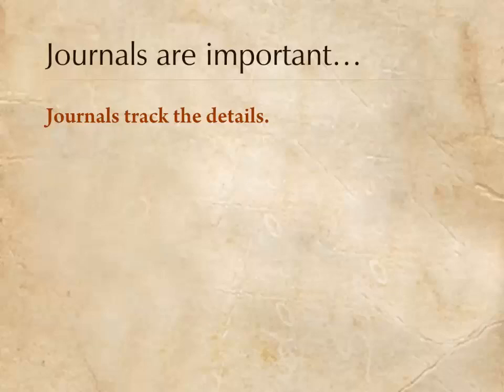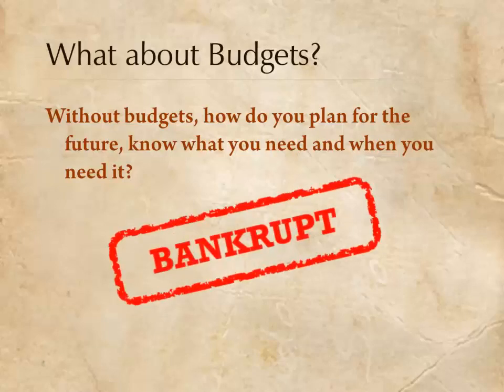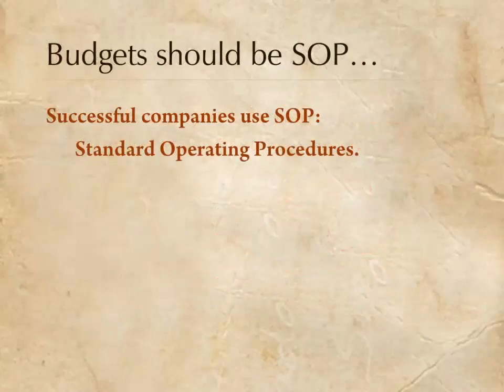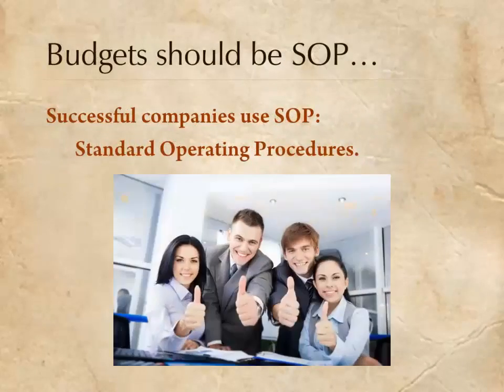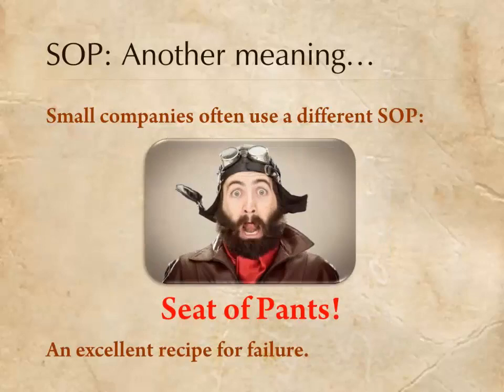What about budgets? Without budgets, how do you plan for the future? Or know what you need and when you need it? They have a word for companies who work without budgets. That word is bankrupt. Budgets should be SOP. Successful companies use SOP, Standard Operating Procedures. Small companies often use SOP too, Seat of Pants. Of course, seat of pants is an excellent recipe for failure.